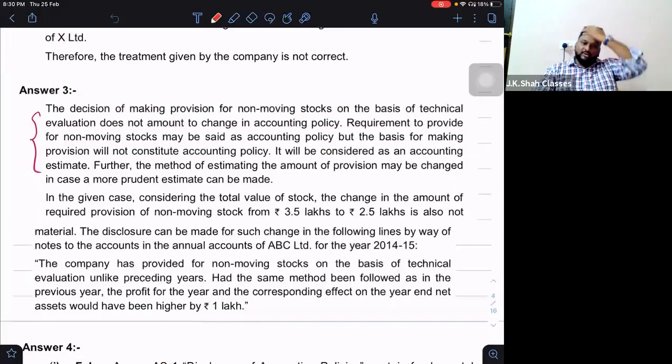Right. So this will be the solution for question number 3 of AS1. And I think this is already printed in your JKSC material. So it is already printed. So you can take a note from there itself.